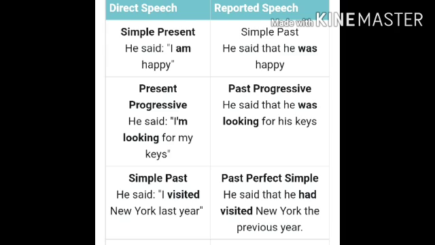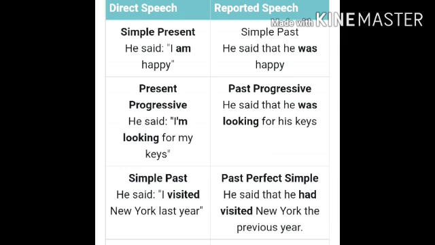Now look at the direct speech and indirect speech or reported speech. The simple present is changed into simple past. He said, I'm happy. He said that he was happy. Present progressive, progressive means continuous, is changed into past progressive, that is past continuous. He said, I'm looking for my keys. He said that he was looking for his keys. See the third one, simple past is changed into past perfect simple. That is, he said, I visited New York last year. He said that he had visited New York the previous year.